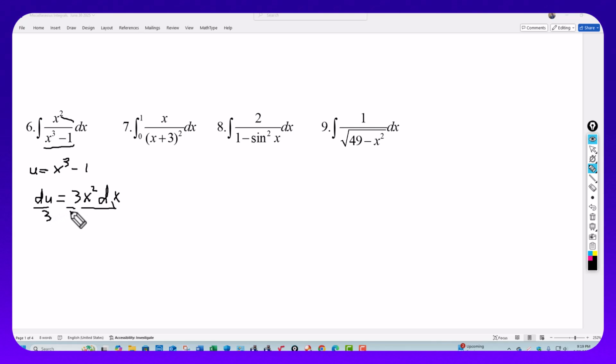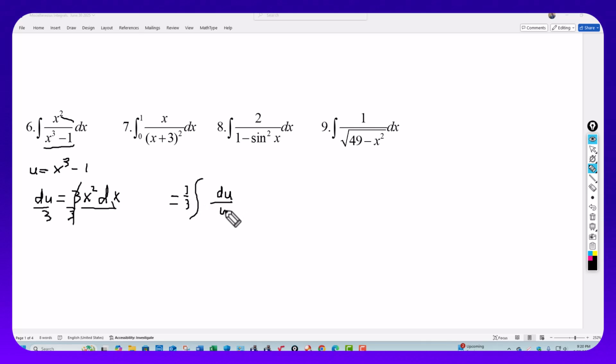Divide both sides by 3 here. So the integral is going to become, and sometimes you can do this in your head, especially on this one. But sometimes your instructor wants to see a lot of the work here. So we can say this is the integral of x squared dx, that'll be du over 3. Put the 1/3 out in front.